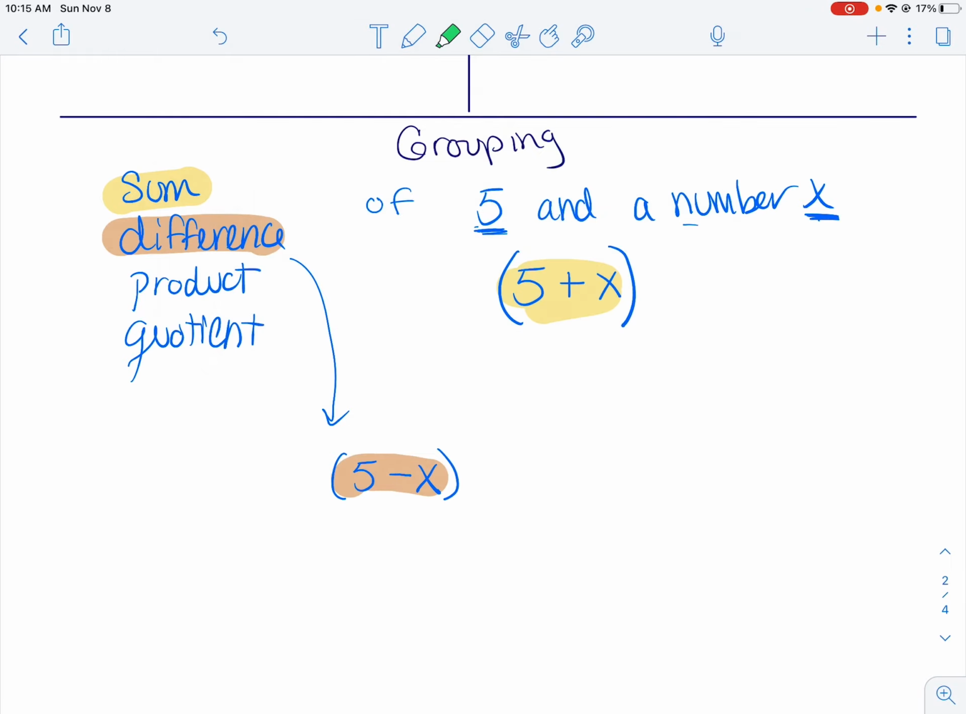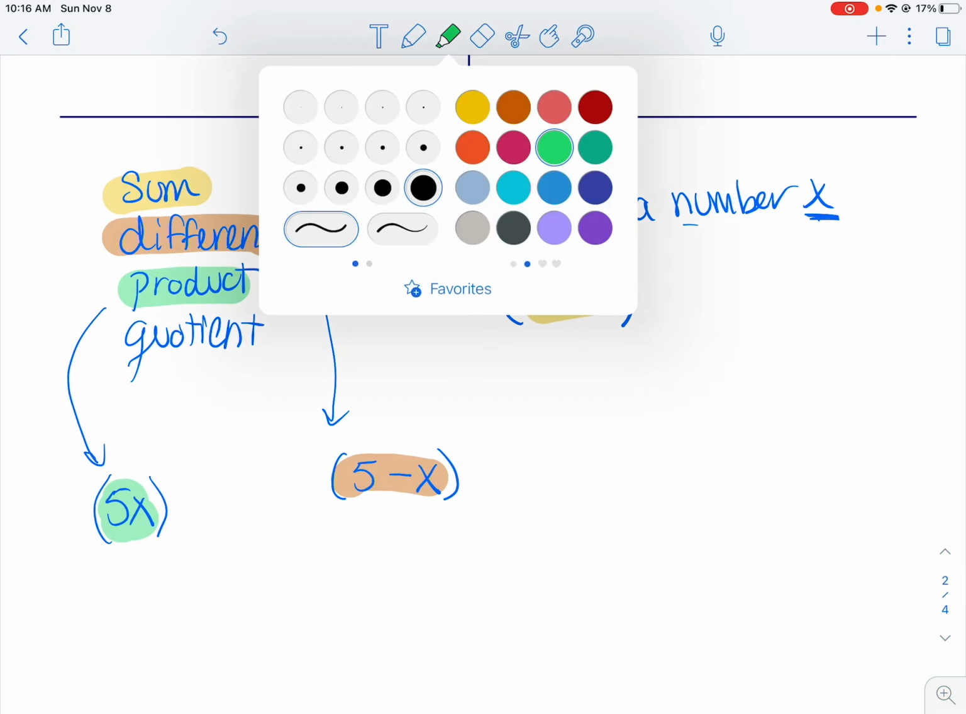Now let's say we had the word product of 5 and a number x. Well, that would be 5 times x. Now multiplication is sort of implying that it's already a group, right? Because it makes it one term. But you could include it in parentheses if you want to. So the product of 5 and a number x, the outcome of that, which is 5x, is the product, okay?